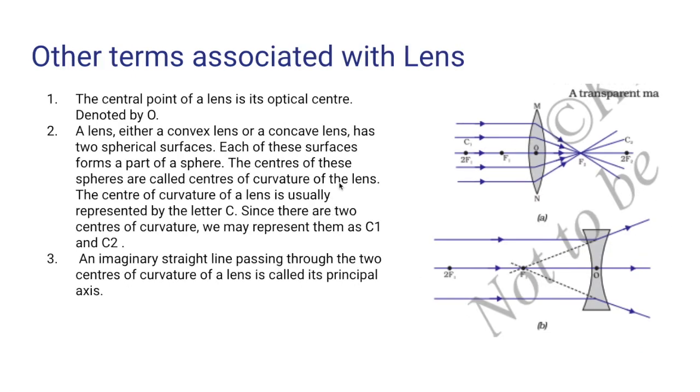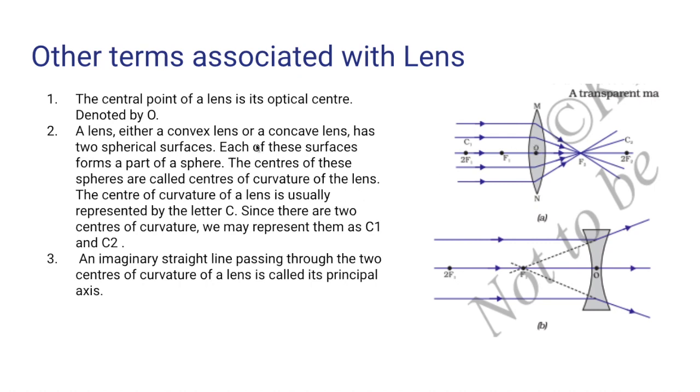Okay, other terms, I told you it has focus already. Now the center point of a lens is called the optical center. The central point means there is a line passing through the midpoint here, and from sideways also midpoint, from top to bottom also midpoint. Okay, that is the center point. That is called the optical center, denoted by O.